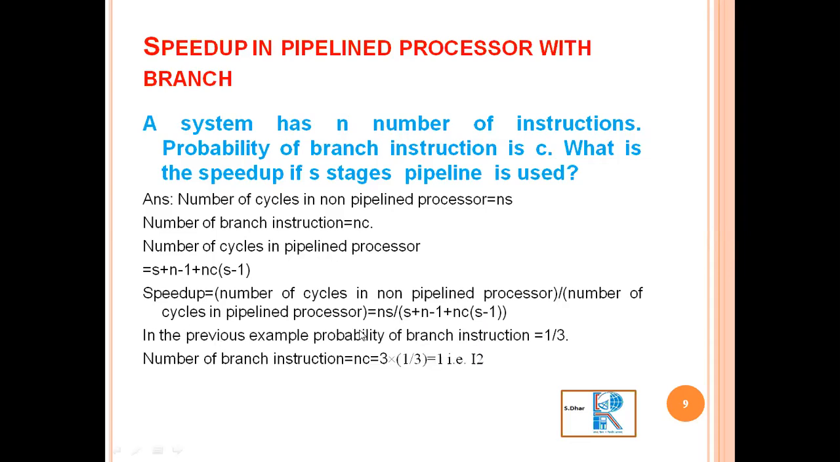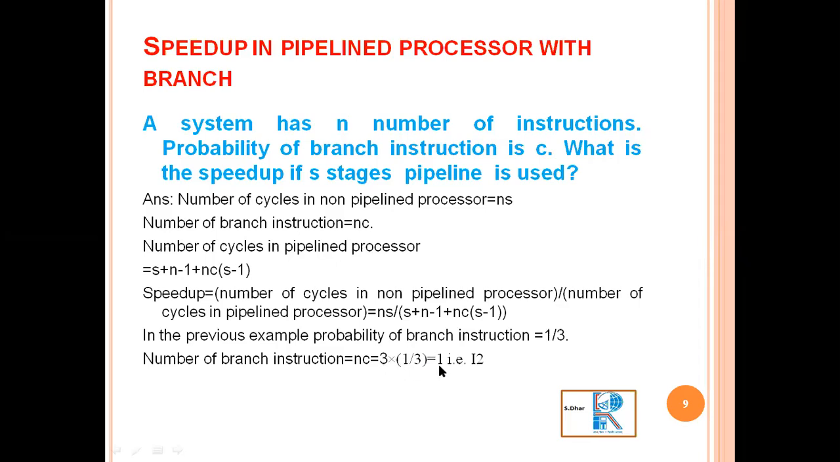Clear? Now in the previous example, what is the probability of branch instruction? I1, I2, I3, three instructions there. One instruction was a branch instruction, so the probability was 1 by 3. The number of instructions was 3, and the probability of branch instruction is 1 by 3.